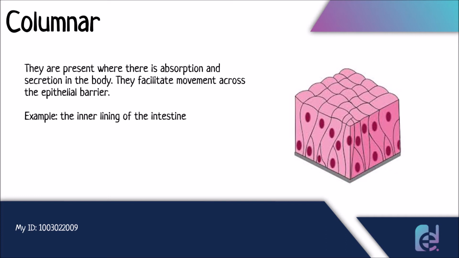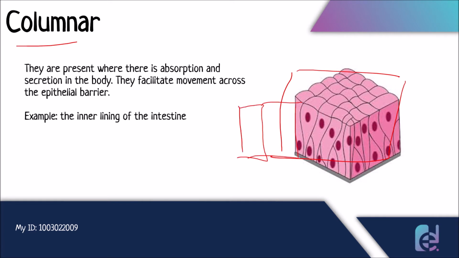Next up we have columnar epithelium tissue. You can probably guess by looking at the picture, they're in the form of upright columns, and these types of epithelial tissues are present where absorption and secretion in the body occur, and they facilitate movement across the epithelial barrier. A perfect example is the lining of the intestine. In the intestine, all the food is digested, all the carbohydrates, proteins, fats, etc. That's with the help of columnar epithelial tissues. These help in absorption of material.